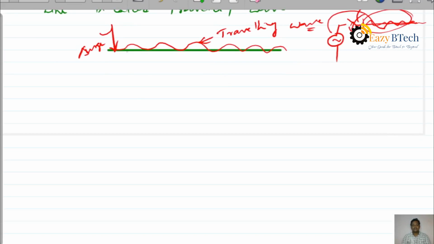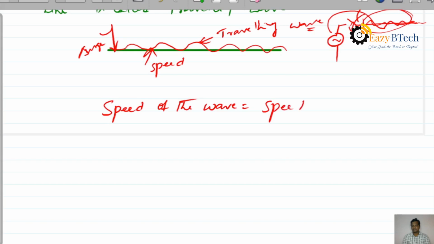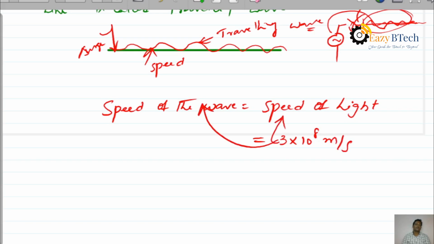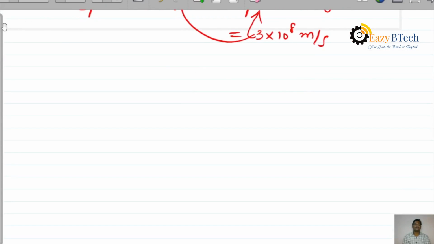What is the speed of this traveling wave? The speed of the wave is equal to the speed of light. Then what is the speed of light? It is nothing but 3 into 10 power 8 meters per second. This same speed of light is equal to the speed of the wave in transmission lines.